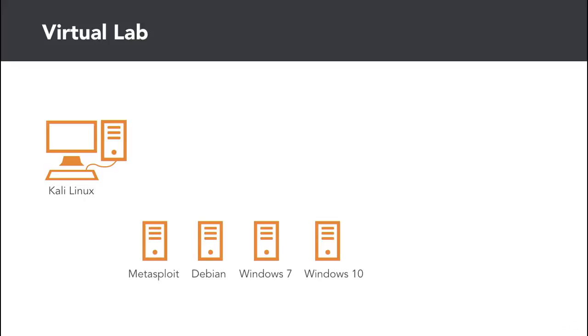I'll need a target to test, and so I'll use another virtual machine and load it with the Metasploitable Linux distribution. This is a distribution of Linux which is deliberately insecure and designed to be used for security training purposes. I'll set up a Debian host, and I'll also want some Windows targets, so I'll set up 2 Windows systems using fully functional, time-limited operating systems downloaded from the Microsoft website, Windows 7 and Windows 10.